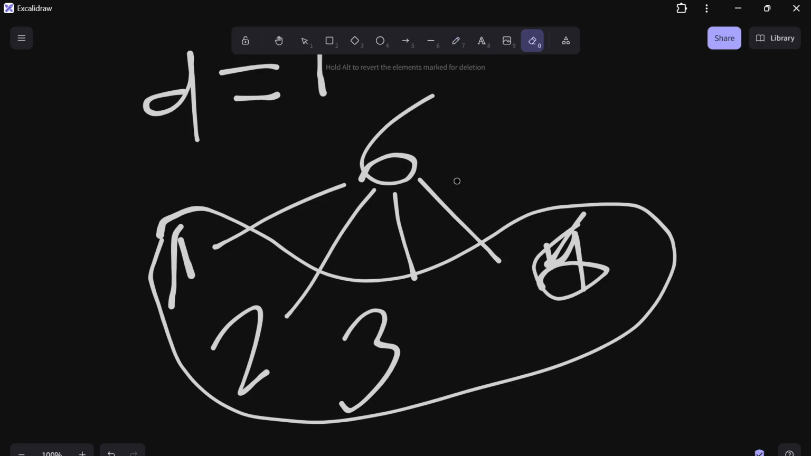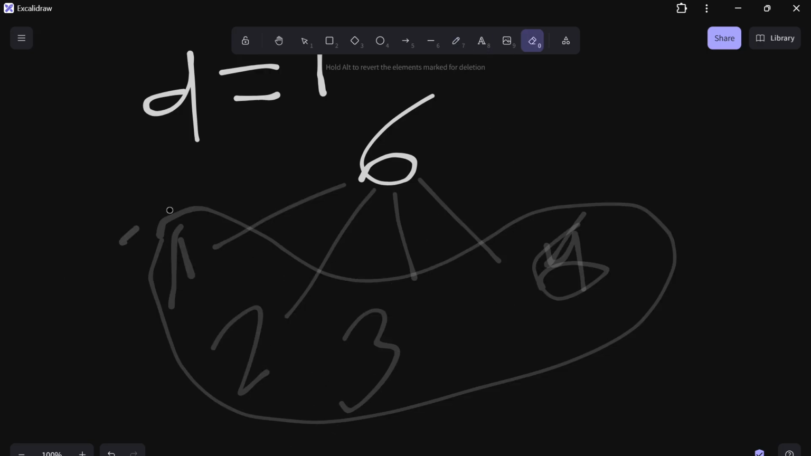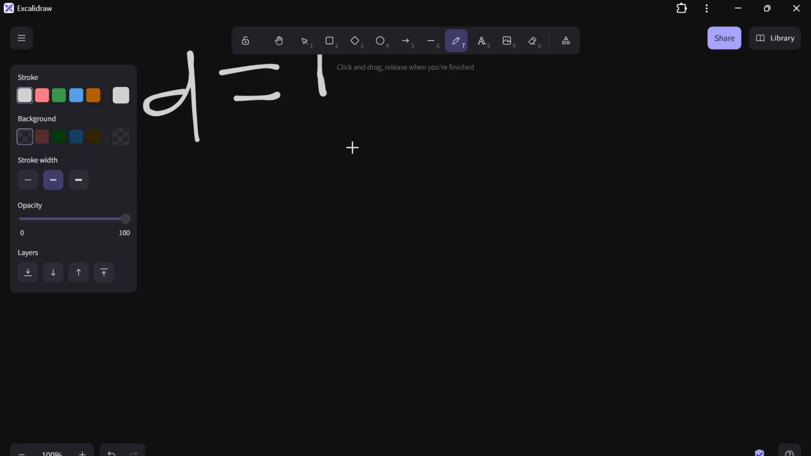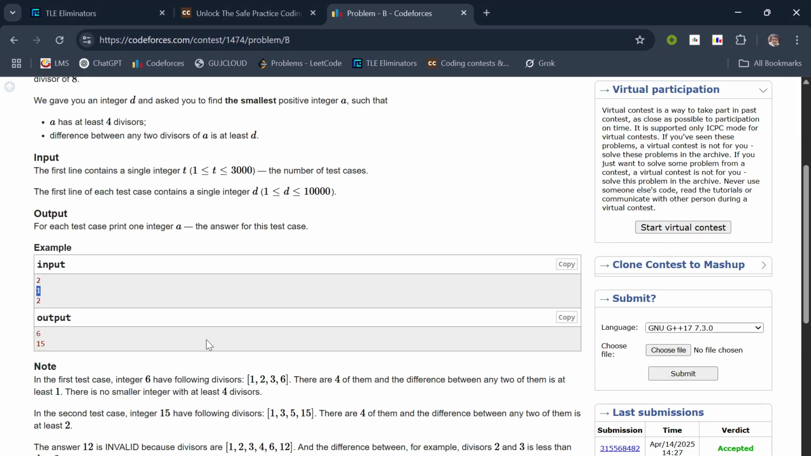Okay. Now, if d is equal to 1, then the answer is 6. So the answer is 6. Now we calculate the divisors if the number given is 2.